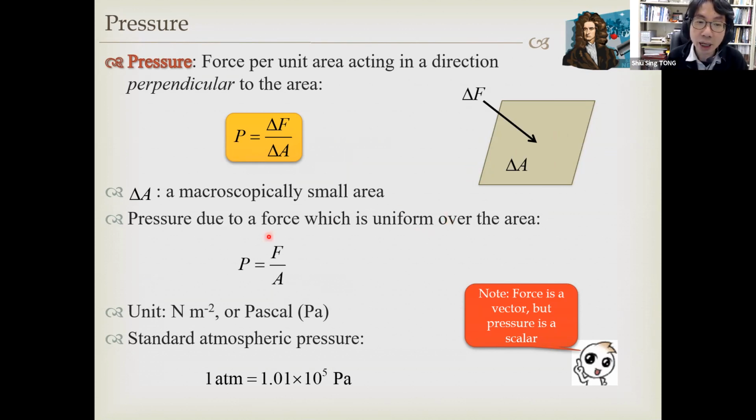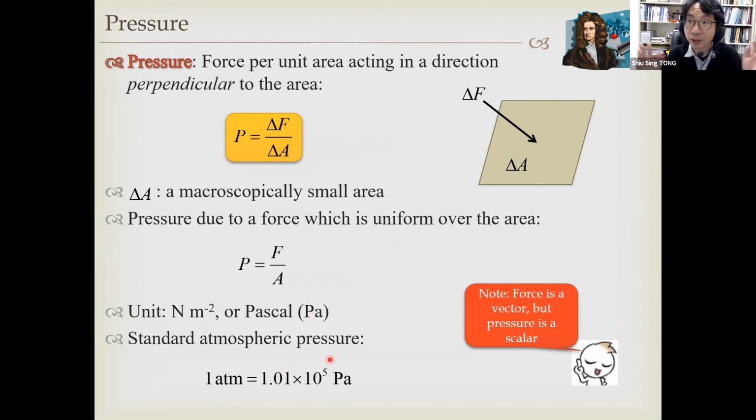Okay. And if the pressure is uniform over a large area, then you simply skip the delta, and P becomes the total force divided by the total area. And of course, the unit for pressure is Newton per meter square. Newton is a unit for force, and meter square is the unit for area. So pressure has the unit of Newton per meter square, or we can term this unit as Pascal. Pascal, by definition, is Newton per meter square. Okay, and the standard atmospheric pressure is 1.01 times 10 to the power 5 Pascal.